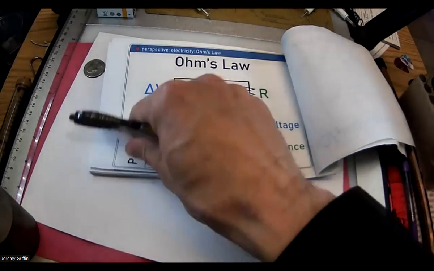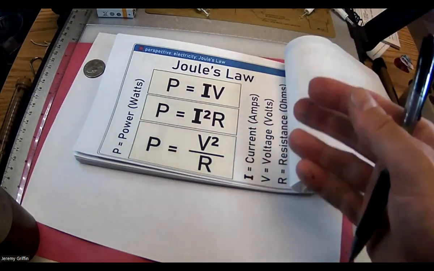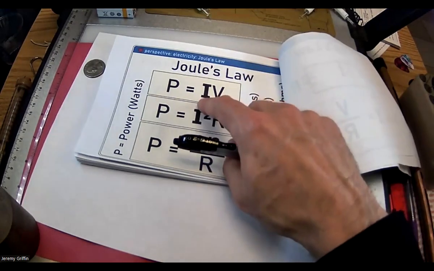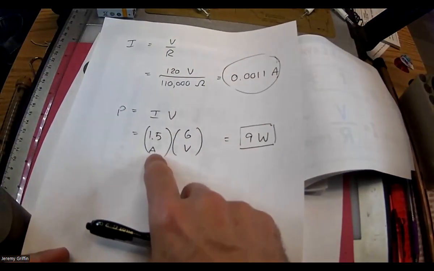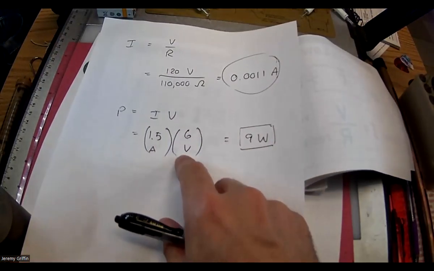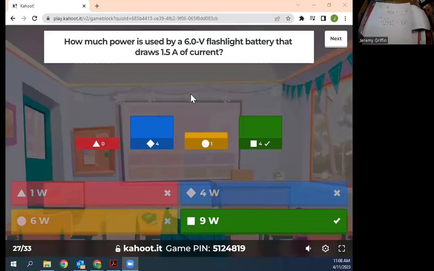Now we're on to Joule's law. If you know one of these and Ohm's law, you can combine them to get the other two. So let's just use the top one because they told you current and voltage and asked for the power. They said 1.5 amps of current, 6-volt voltage source. Multiply this together, 9 watts. That's the rate of energy, 9 watts. P equals IV. Power is current times voltage. Take care of that.